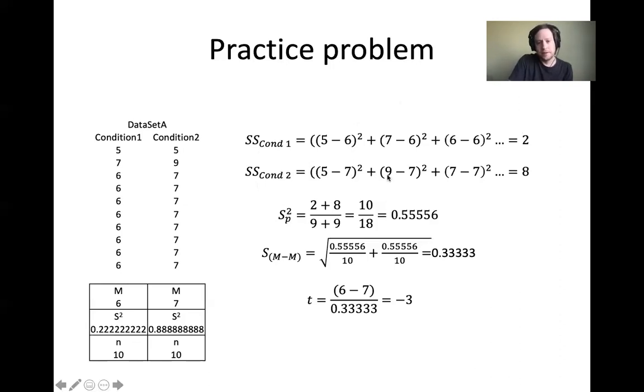And then the next one, 9. There's number 9 right there, minus 7, which once again is the sample mean. 9 minus 7 equals 2. 2 squared equals 4.